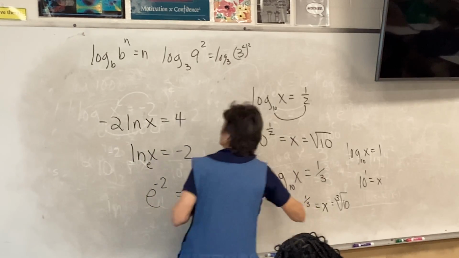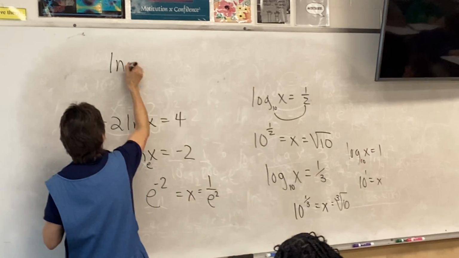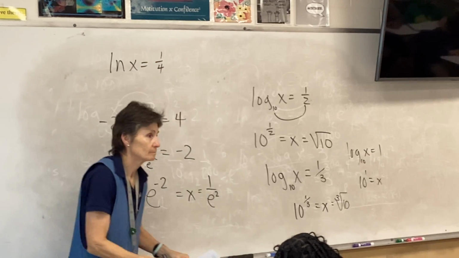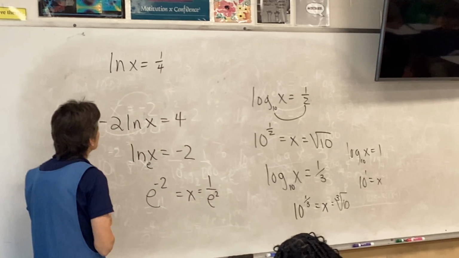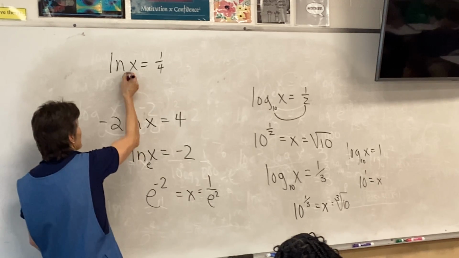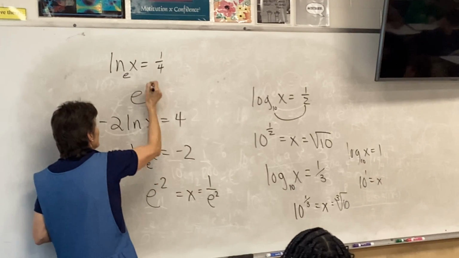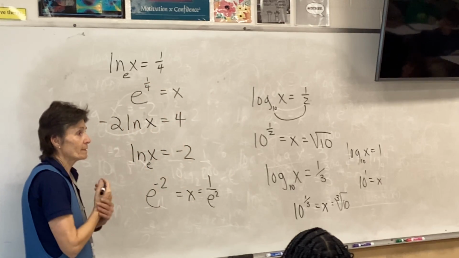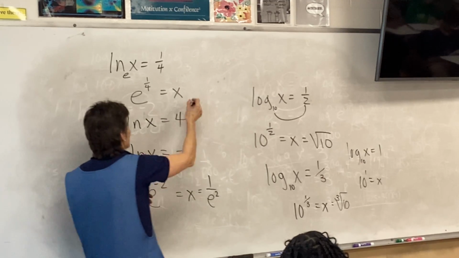And last one. ln x equals 1/4. So we're going to put an E there because we need a base to translate. And then we'll say E to the 1/4 equals x. What does that mean? E to the 1/4. The 4th root of E.